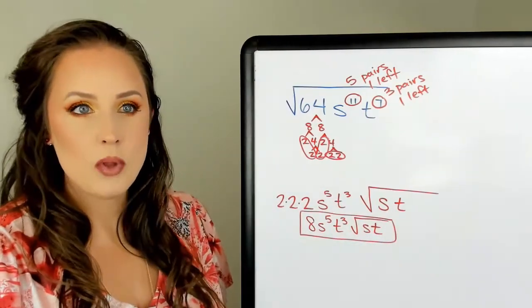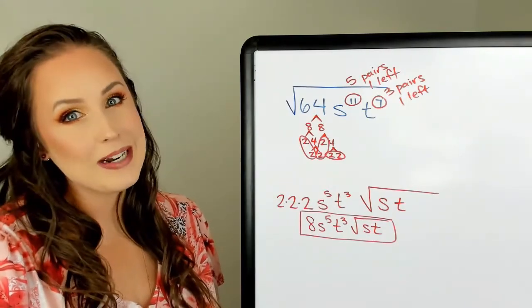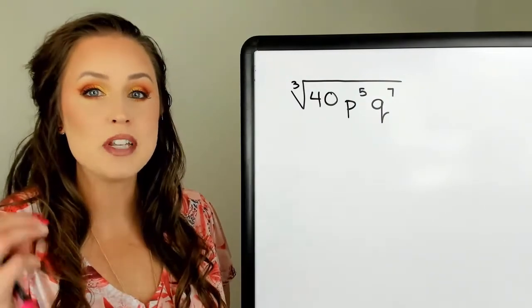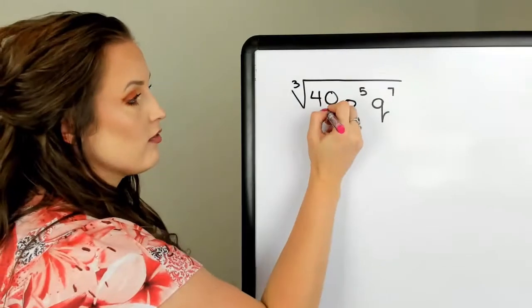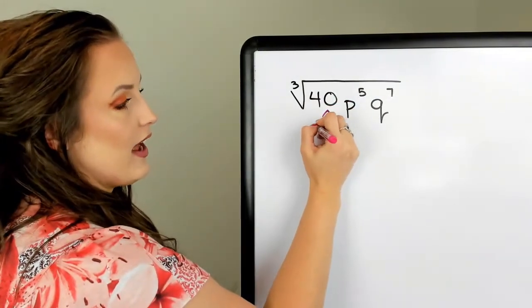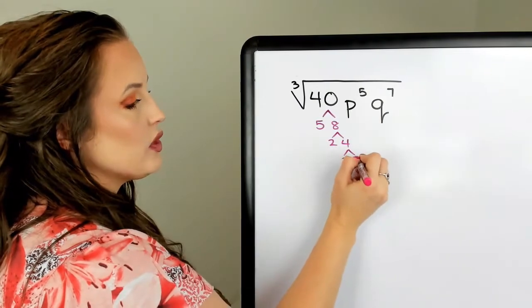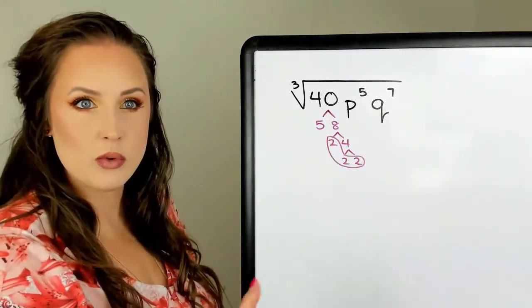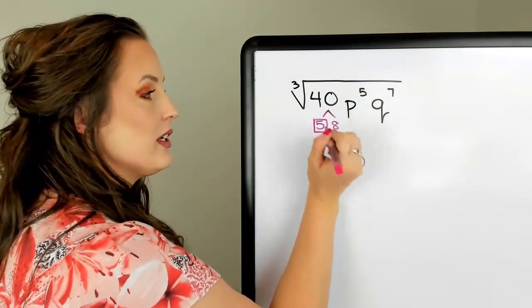So let's do a couple that aren't square roots, but are cube roots and 5th roots, and see how those work out. Remember that a cube root means groups of 3 are needed to leave the root. So let's break down 40 in the same way. Let's do 5 and 8, 2 and 4, 2 and 2. So that group of 3 2's is going to leave that cube root. There's not 3 5's, so it's going to stay underneath.